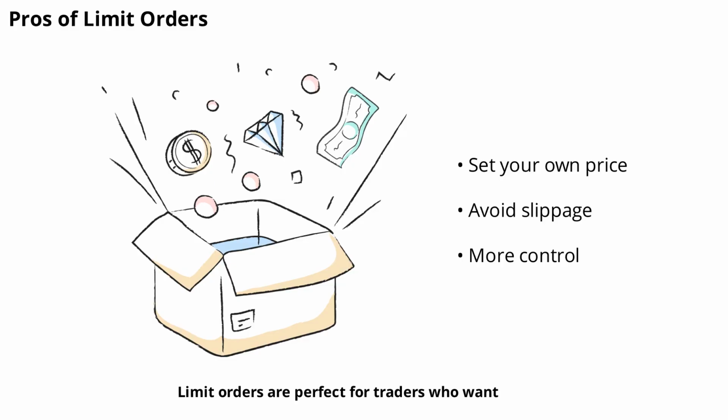Limit orders are perfect for traders who want more control over the price they pay or receive. By setting your own price, you avoid the risk of slippage. This is especially useful in volatile markets or when trading less liquid stocks. If you're patient and willing to wait for the right price, a limit order can help you get a better deal. However, there's a catch, which we'll cover in the next scene.